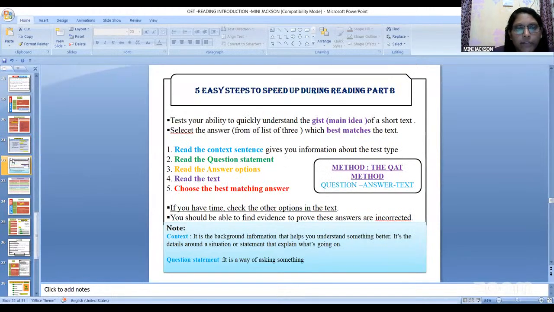Then 5 easy steps to speed up during Reading Part B. How are you able to speed up? Here I already mentioned what type of method we are using. This is the QAT method: Question, Answer and Text. You have to read the question first, then the answer options, then go to the text. That tests your ability to quickly understand the gist or the main idea of the short text.